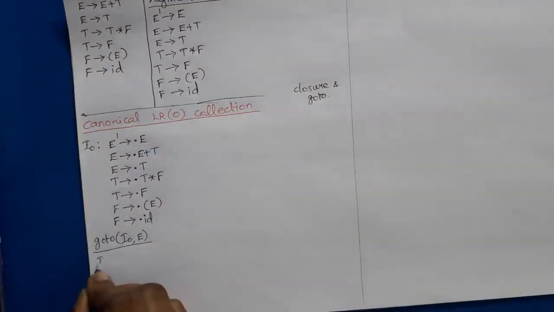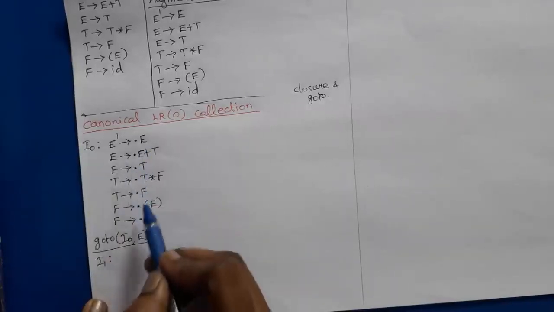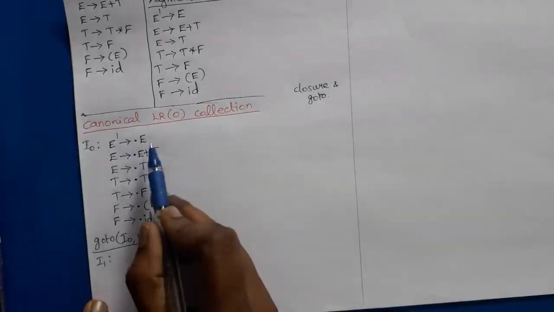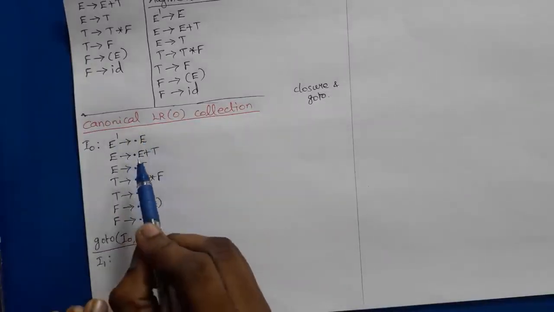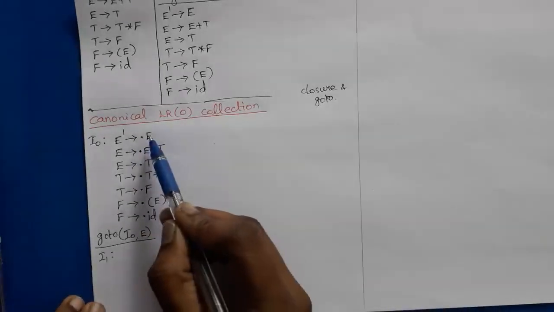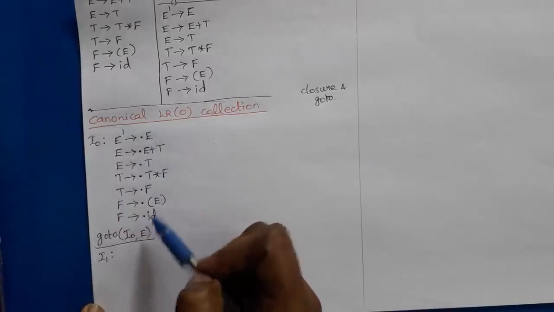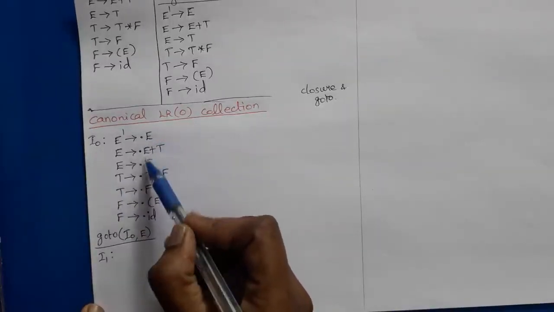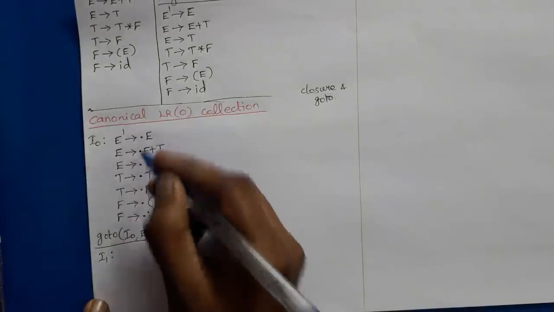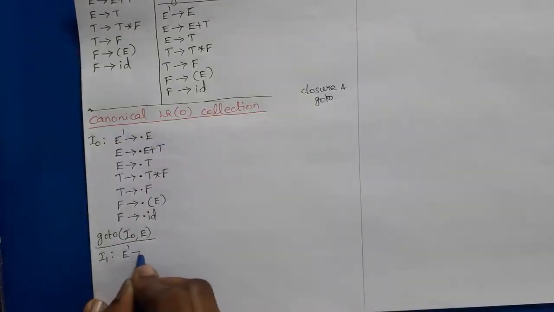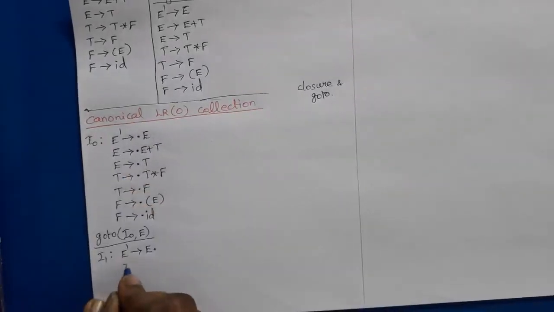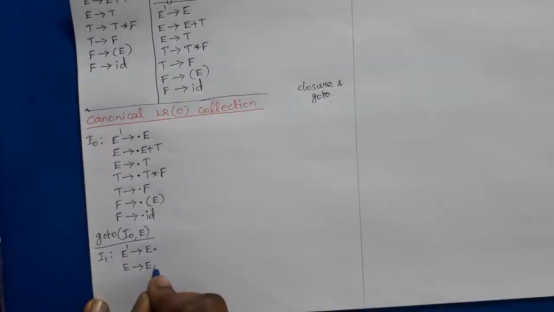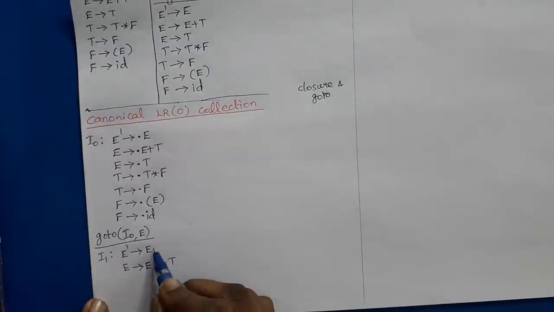This new item is called I1. Goto of I0 comma E means we have to shift the dot over E. So we check in how many productions of I0 the dot is followed by E. There are two productions, so we shift both the dots. E dash tends to E dot, with the dot written after E. Then E tends to E dot plus T.